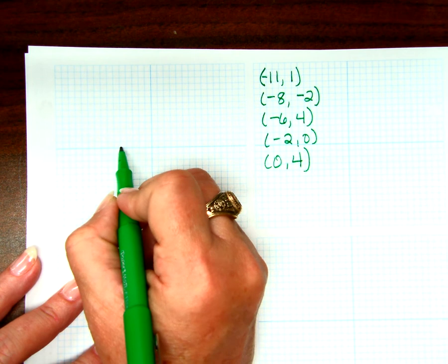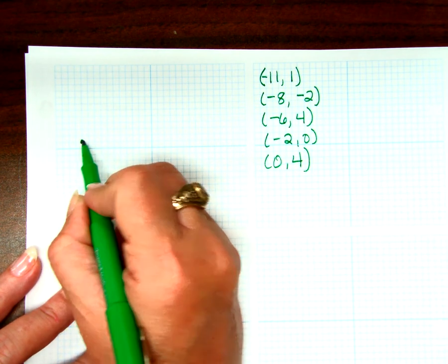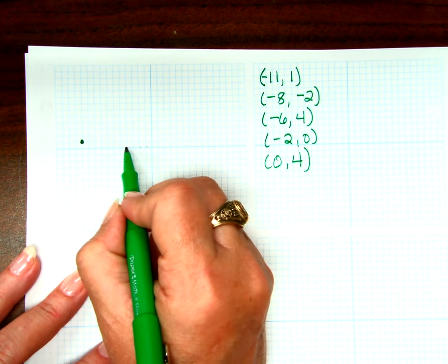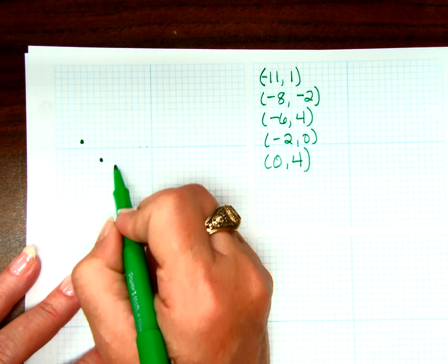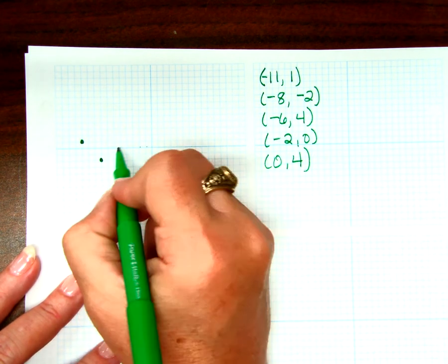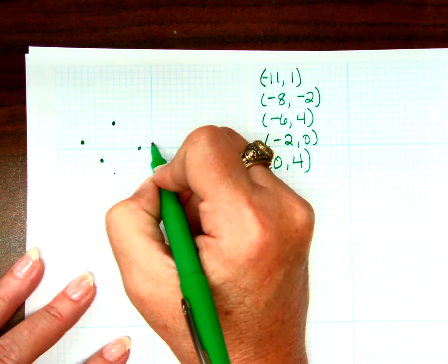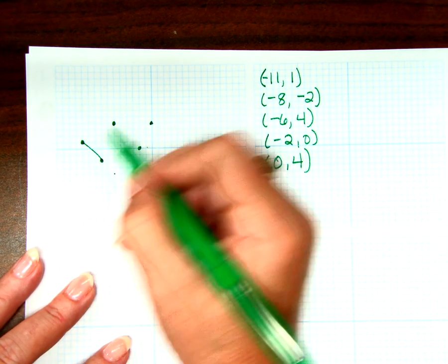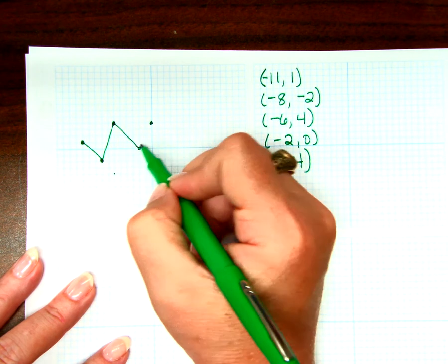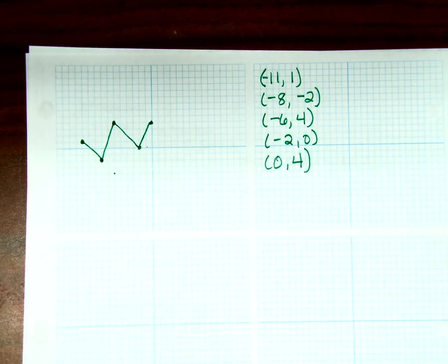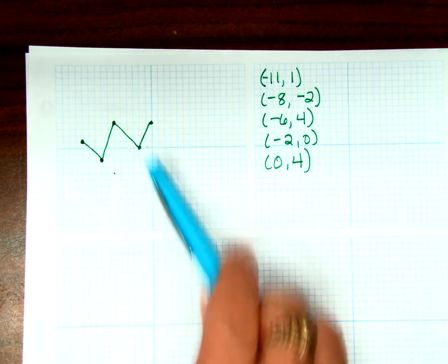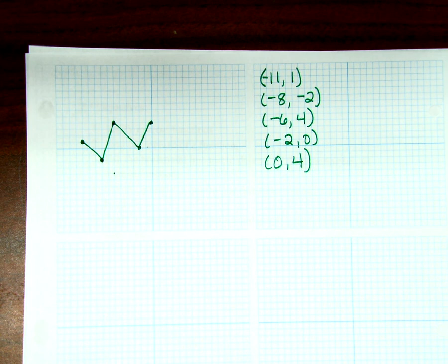1, 2, 3, 4, 5, 6, 7, 8, 9, 10, 11. 1, 2, 3, 4, 5, 6, 7, 8. Negative 6, 4, duh. Negative 2, 0, and 0, 4. Now I'm telling you it's okay to connect these. This is our function. These points that I gave you were the change of direction points of this function. Okay? Or you got it?